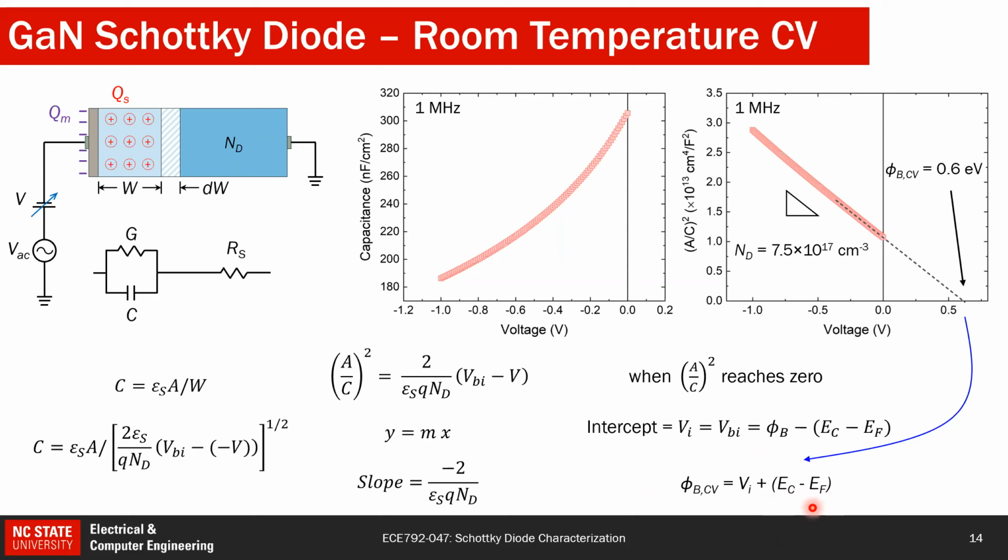And there is also EC minus EF, and for GaN, actually at a doping of 7E17, you will have EC minus EF less than 0.05 eV. So whatever value you extract from here, you can say that is your barrier height, and it is 0.6 eV.